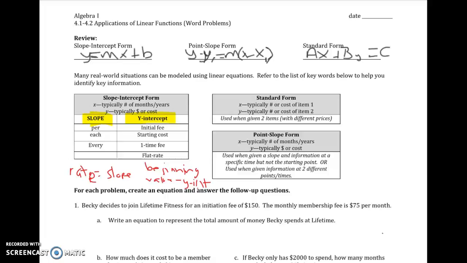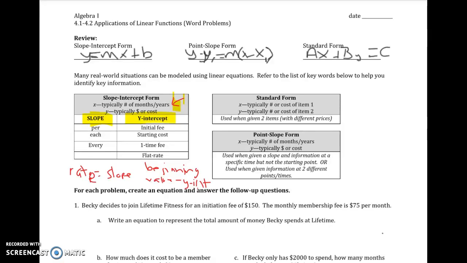So when you see words like per, each, every, that represents a slope. And you see something like an initial fee, a starting cost, a one-time fee, a flat rate, those things represent a y-intercept. Okay, for these problems, our x value is typically going to represent a time, number of months or years, and y is typically going to represent a dollar amount.